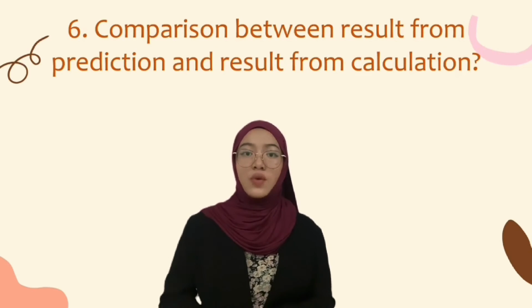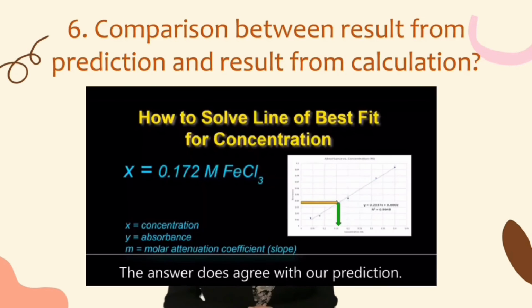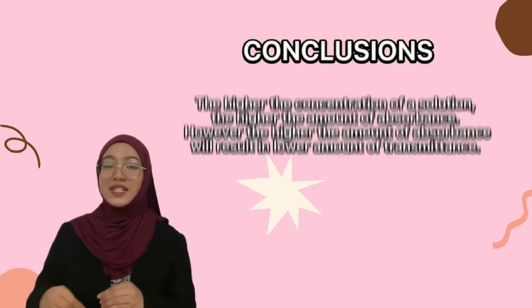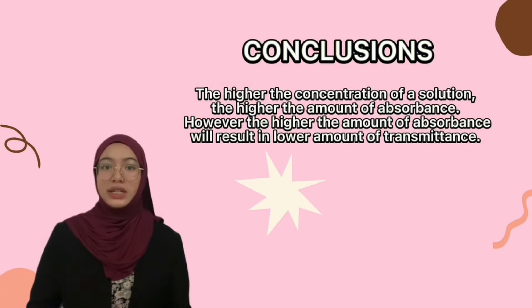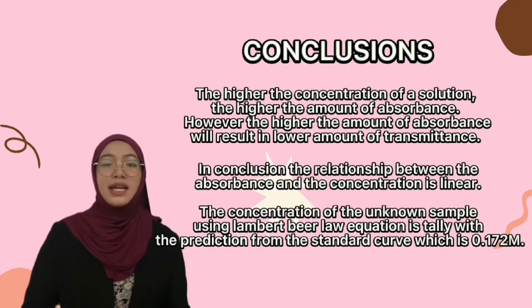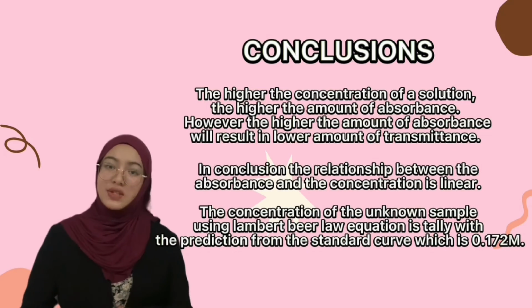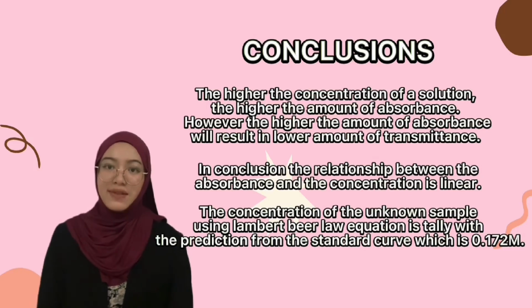Using the Beer-Lambert law equation, the value of the unknown concentration is calculated to be 0.172 molar, which is still in the range of 0.16 molar to 0.17 molar. The prediction made agrees with the answer of the calculation. According to this experiment, the higher the concentration of the solution, the higher the amount of absorbance. However, the higher the absorbance, the lower the transmittance. In conclusion, the relationship between absorbance and concentration is linear. The spectrophotometer assists in finding the transmittance of each dilution. The concentration of the other sample using the Beer-Lambert law equation tallies with the prediction from the standard curve, which is 0.172 molar.